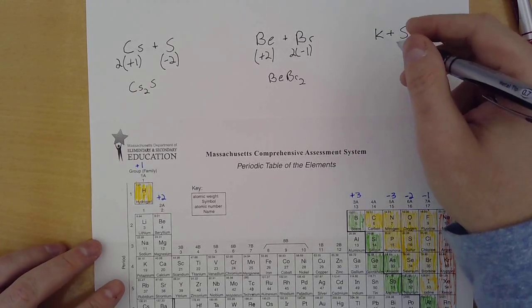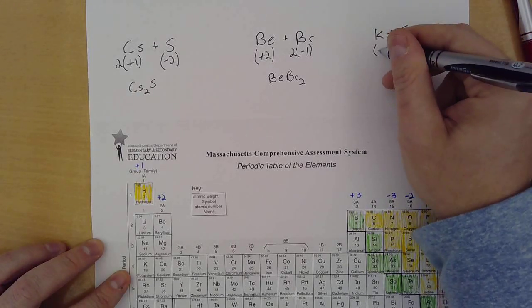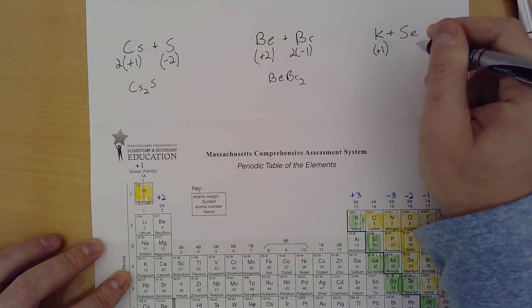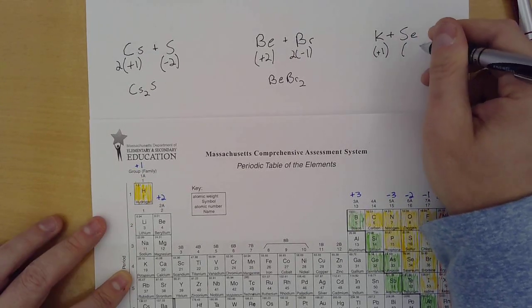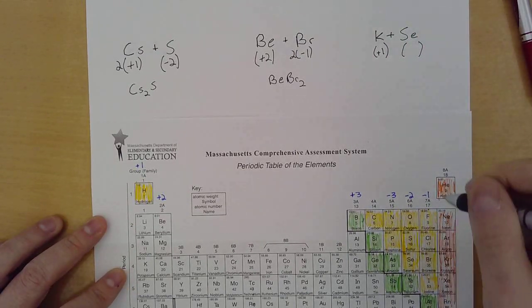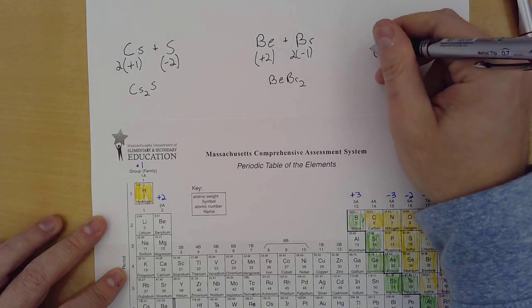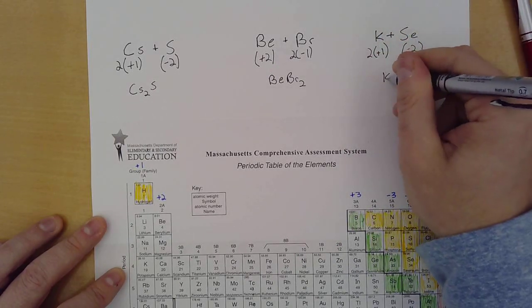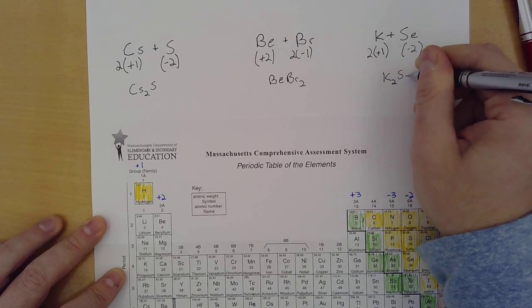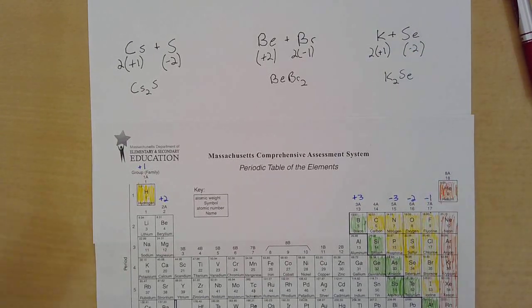So we have potassium over here. That's a +1. We have selenium, which is a -2. And similar to the other ones, right? I would need 2 of these. So it would be K2Se. And nice and equal.